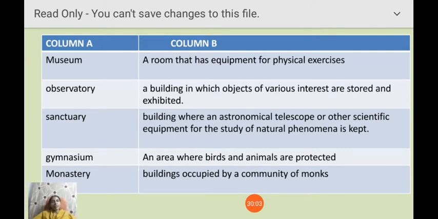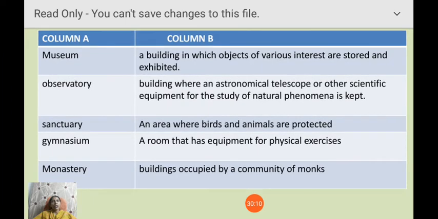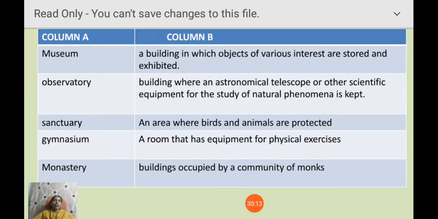Now look at the answers. Here are the answers for you. Museum: a building in which objects of various interests are stored and exhibited. So a museum is a place where objects of various interests, it can be religious, historical or cultural, are stored, kept and exhibited, shown to people. That is called a museum.